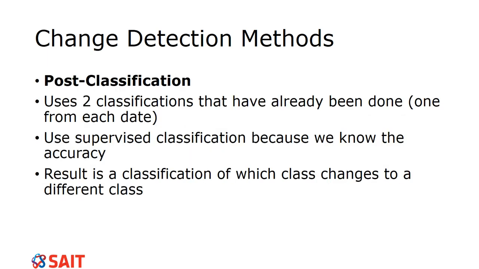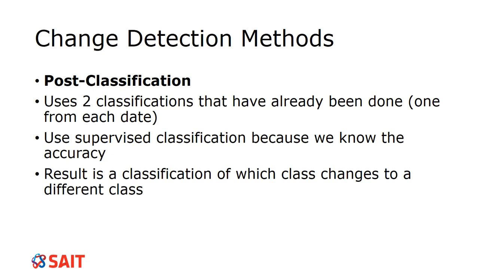Then we have something called post classification. This is also known as thematic change detection. What this does is it says, hey, this class changed to this class. This is really the best thing to do with supervised classification because you know your accuracy and you know what those classifications are. So you have to run two supervised classifications.